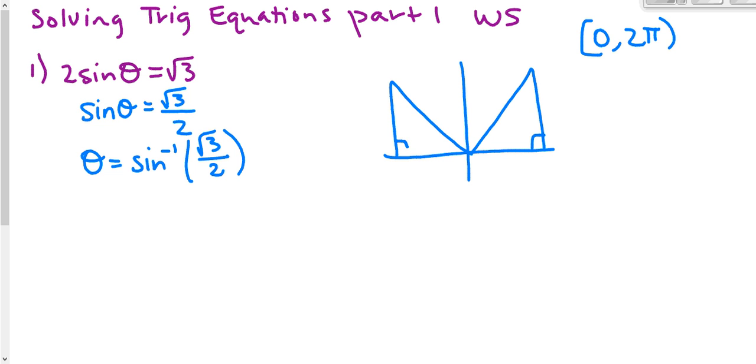So then we can label the triangle. Sine would be opposite over hypotenuse, so square root 3 on the opposite and 2 on the hypotenuse. We recognize that as our 30, 60, 90. And so the reference angle there is 60. So one answer is 60 degrees and the other answer is 120.